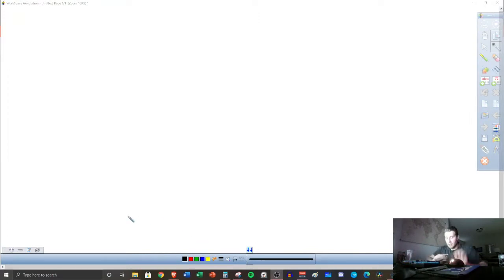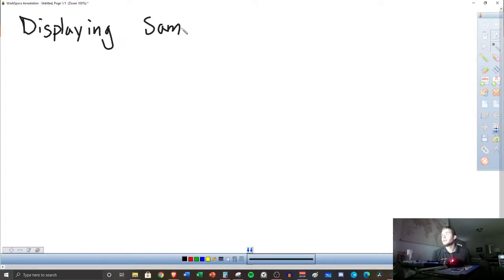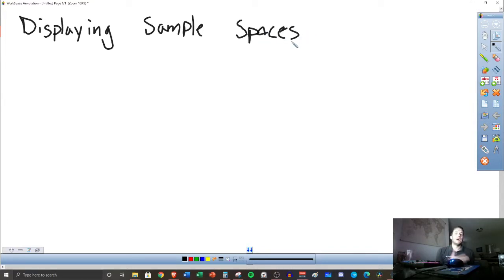All right. So in your notes, you can draw a line, and we're going to draw a line and say displaying sample spaces. We've talked a lot about sample spaces. We've created one with the dice rolling, and we did the two dice being rolled, and in that example we used a two-way table.